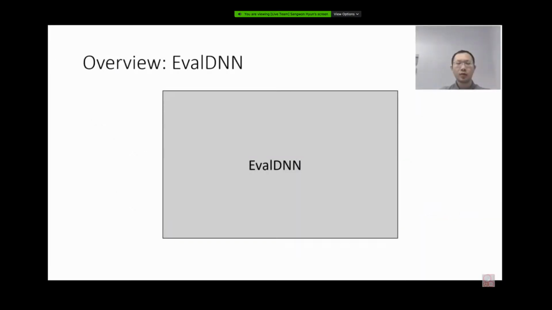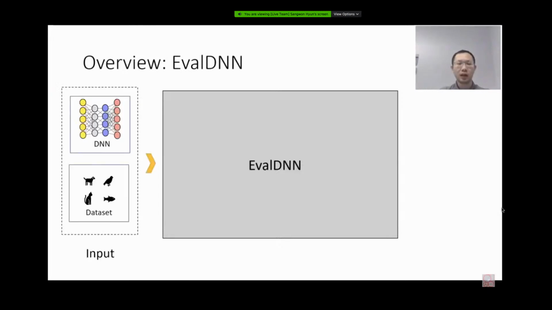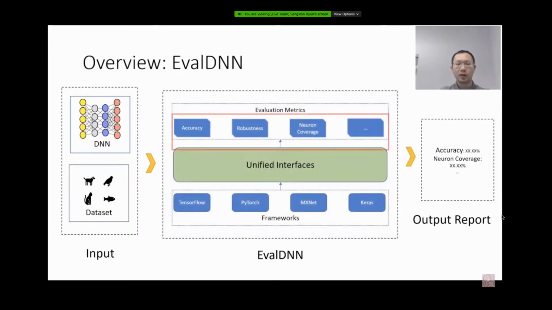To help the user in such a scenario, we design a toolbox called EvalDN. With this toolbox, users only need to prepare their dataset and their model and feed them into EvalDN. And EvalDN will generate reports. EvalDN supports multiple evaluation metrics, including accuracy, robustness, and neural coverage. It also supports multiple frameworks, such as TensorFlow, PyTorch, MXNet, and Keras. It also provides a set of unified interfaces so the user can easily add a new framework and metric.